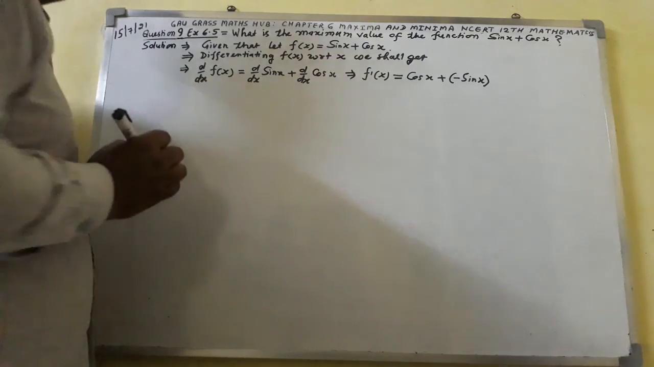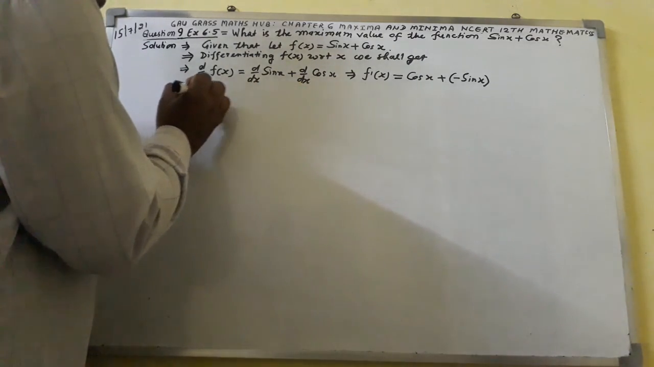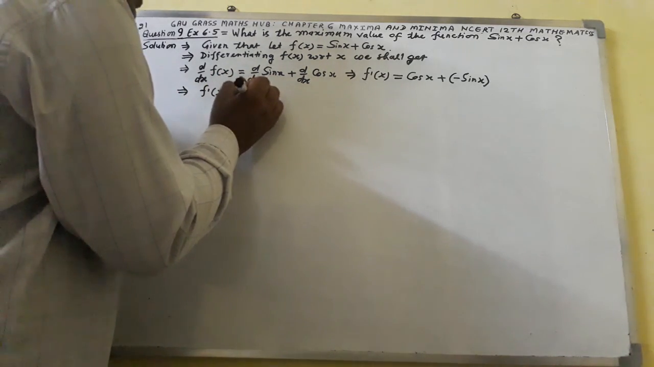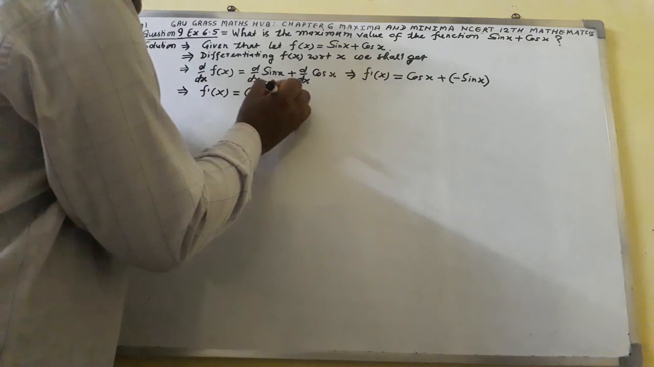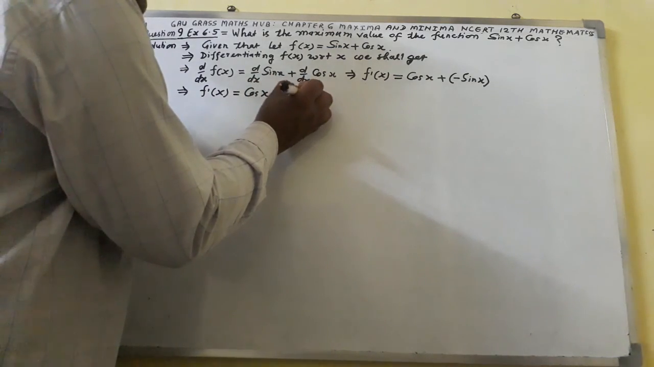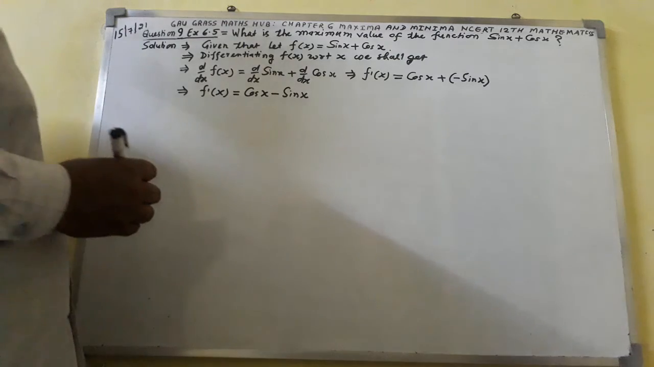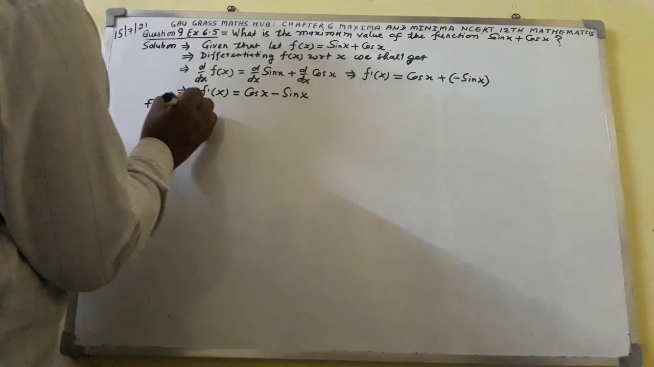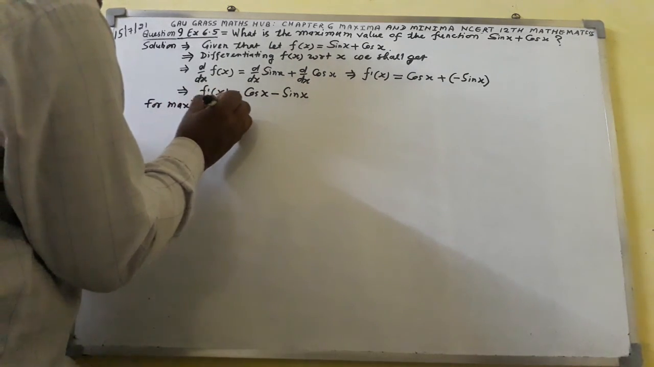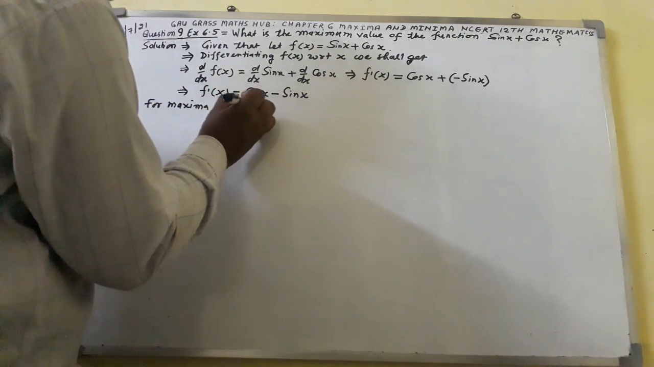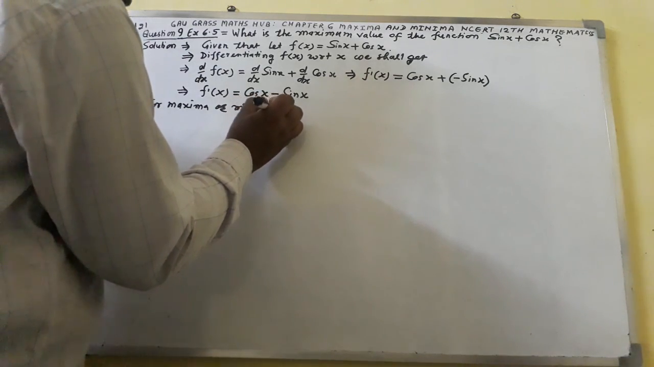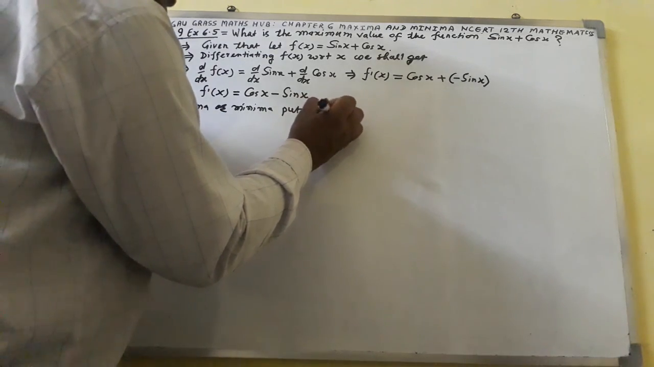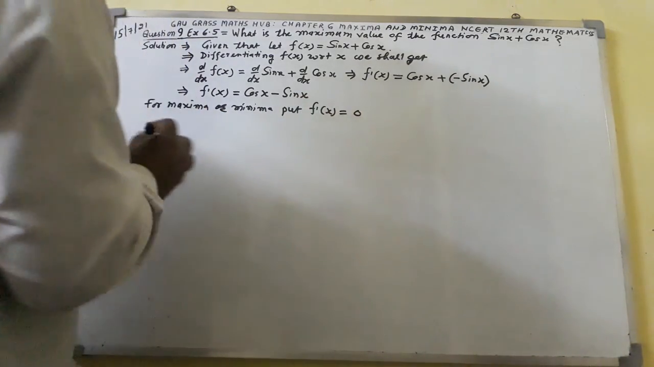Again I shall write, f dash of x equal to cos x minus sin x. For maxima or minima, put f dash of x equal to 0.